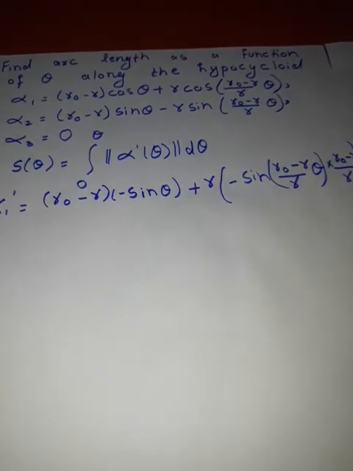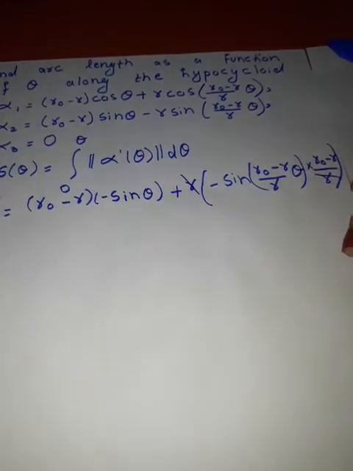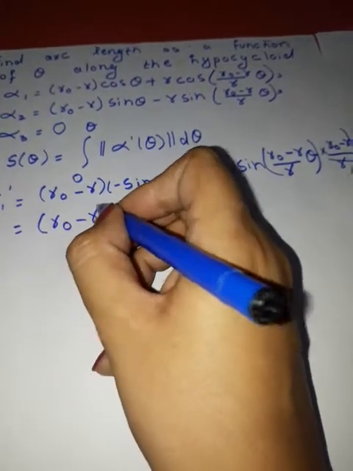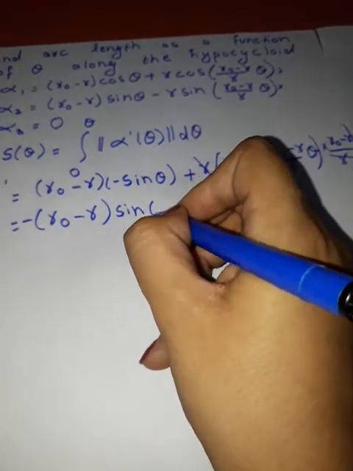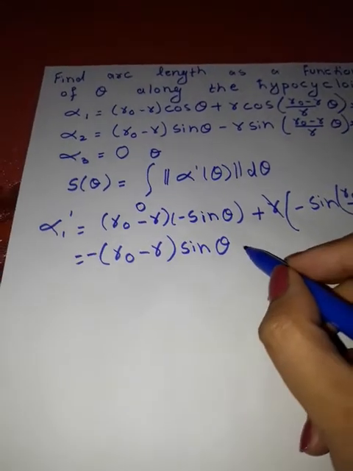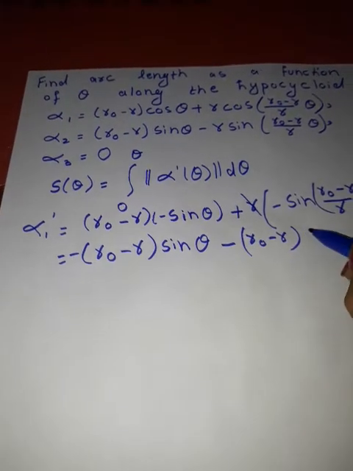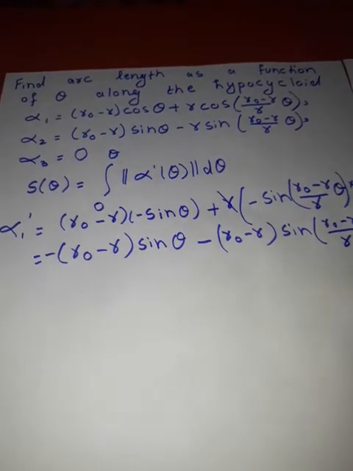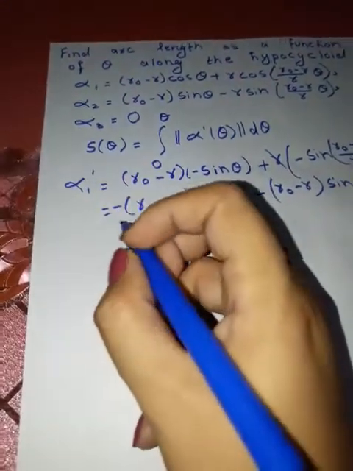Here is r, here is r, we can cancel r. So what we have is minus (r naught minus r) sin theta minus (r naught minus r) sin((r naught minus r)/r times theta). It is the first derivative of alpha 1.